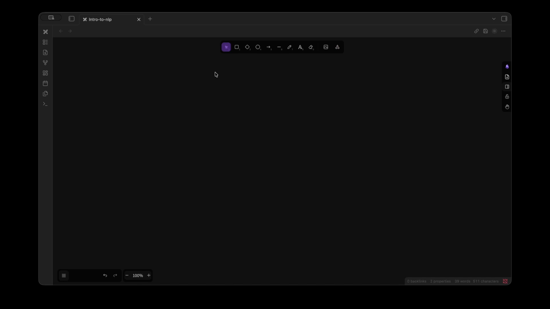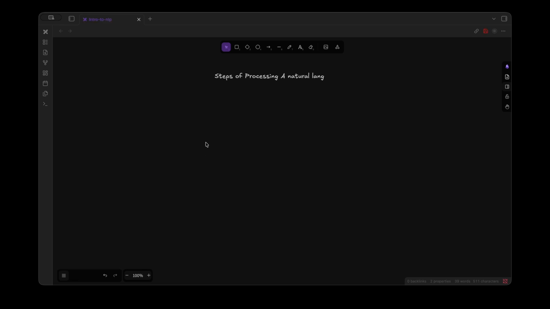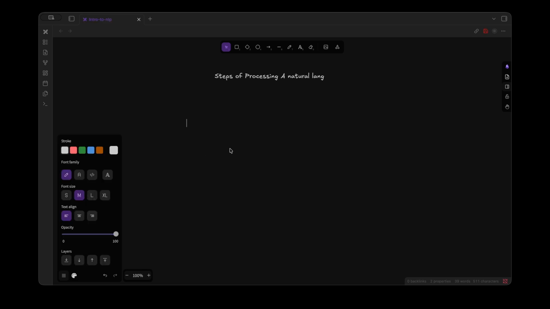Usually people get very confused about the phases, the steps of NLP, the steps of processing a natural language. So we're going to take an example. We'll understand it from the perspective of a human, then from the perspective of a machine. This is pretty similar to how a human processes it.